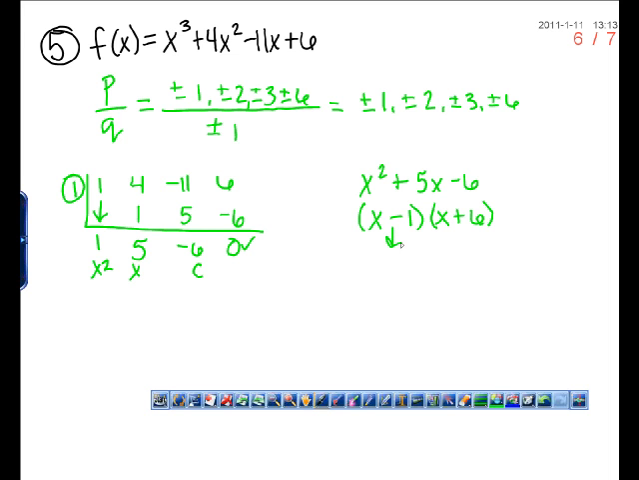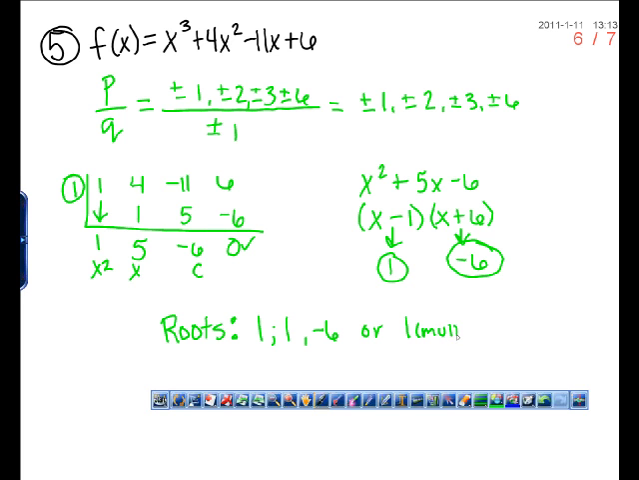So what are two other roots? 1, -6. All right, so what do you notice about 1? Yeah, it shows up twice. So what did we learn earlier today that we could call that? Multiplicity of 2. So our roots are 1. You could list 1, 1, -6. Or you could say 1 with a multiplicity of 2 and -6.